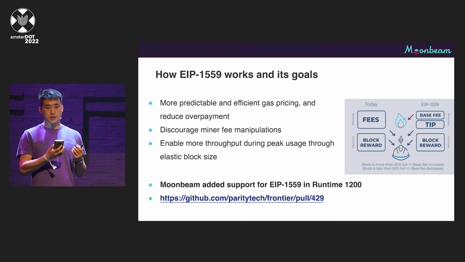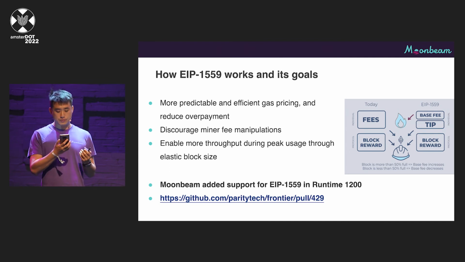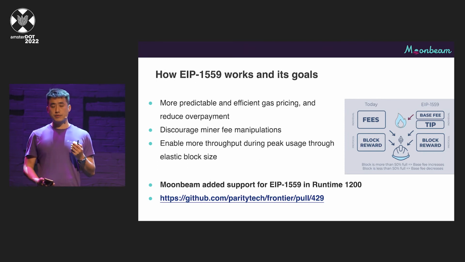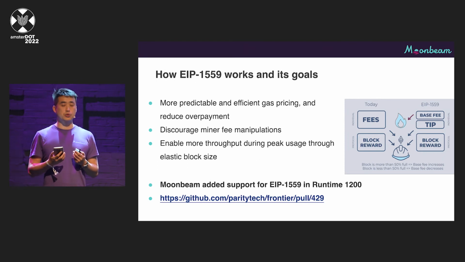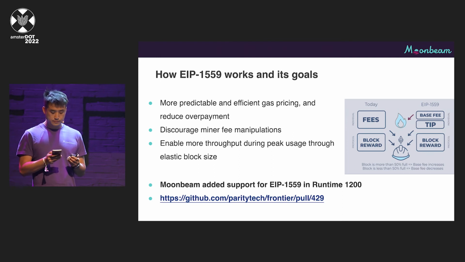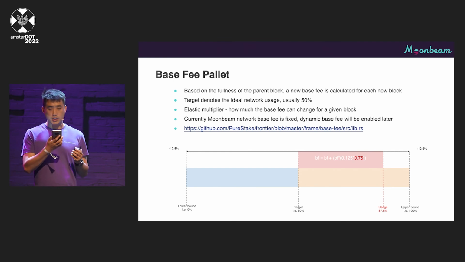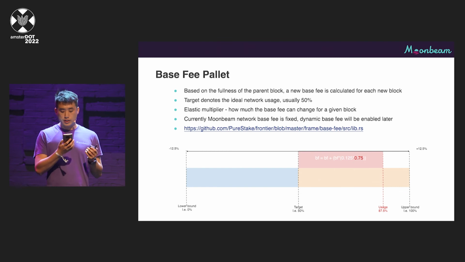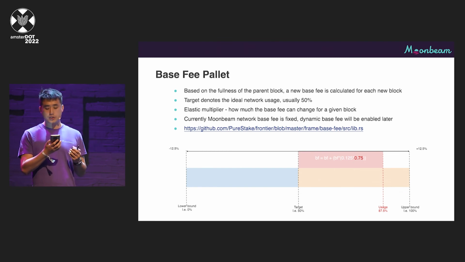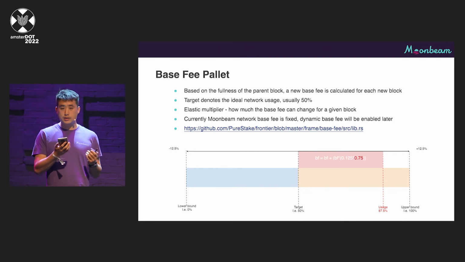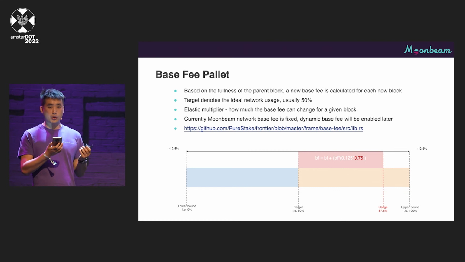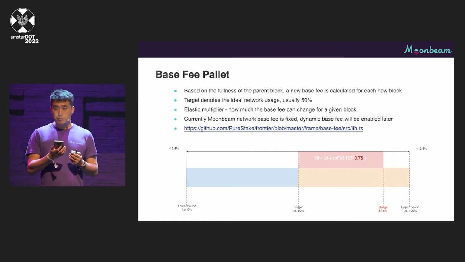So we added support for EIP 1559 in runtime 1200, and that was done in February of this year. So it was only a few months ago. To implement EIP 1559, we created a new pallet in Frontier, called the base fee pallet. This pallet will calculate the network base fee based on the fullness of the parent block.